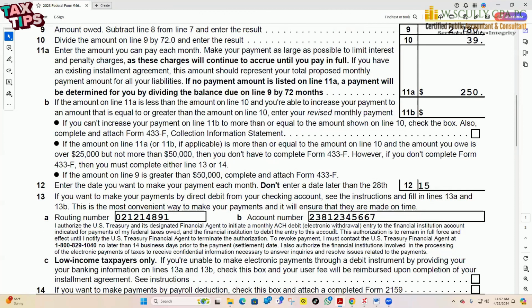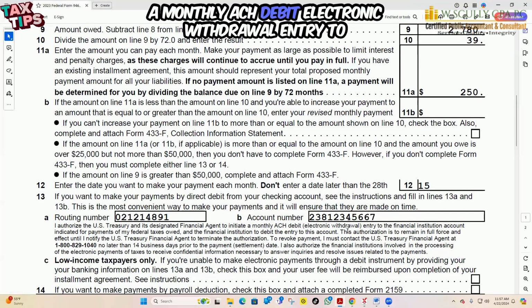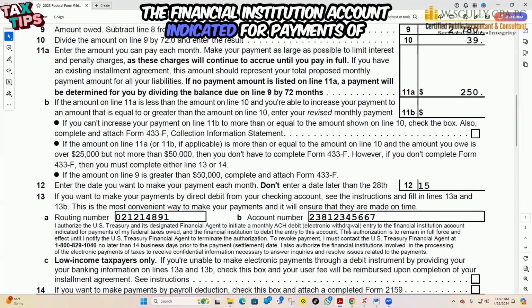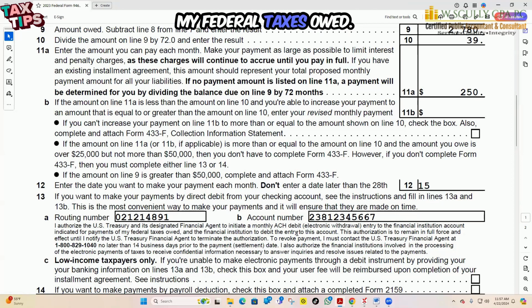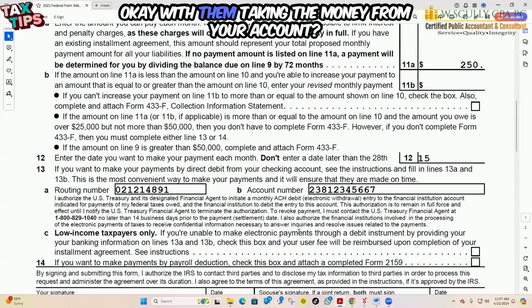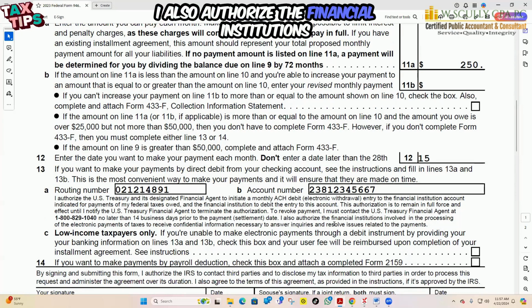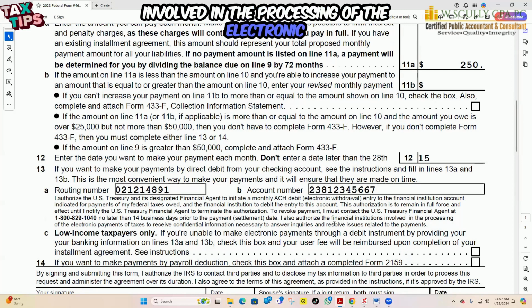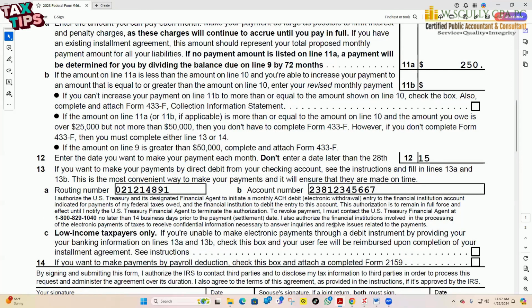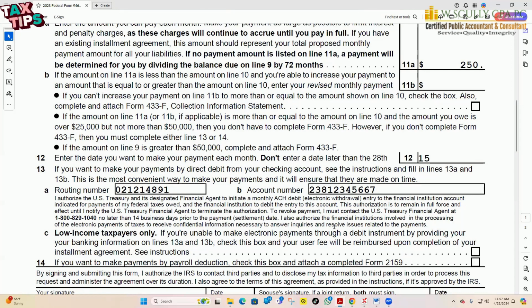That's really paramount. So it says here you authorize the U.S. Treasury and its designated financial agent to initiate a monthly ACH debit, electronic withdrawal entry to the financial institution account indicated for payments of my federal taxes owed. So this is just you signing off that you are okay with them taking the money from your account. It says here, I also authorize the financial institutions involved in the processing of the electronic payments of taxes to receive confidential information necessary to answer inquiries and resolve issues related to the payments.